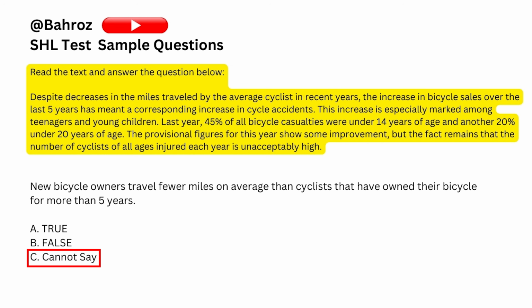Answer is C, cannot say. The passage mentions that miles traveled by the average cyclist have decreased and that bicycle sales have increased, but it does not compare the mileage of new bicycle owners versus those who have owned their bicycle for more than 5 years. Since this specific comparison is not made, the correct answer is C, cannot say.